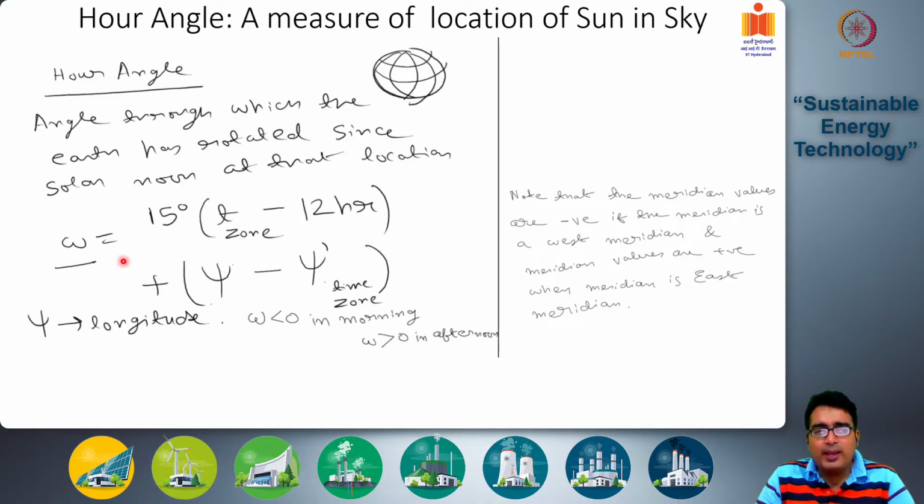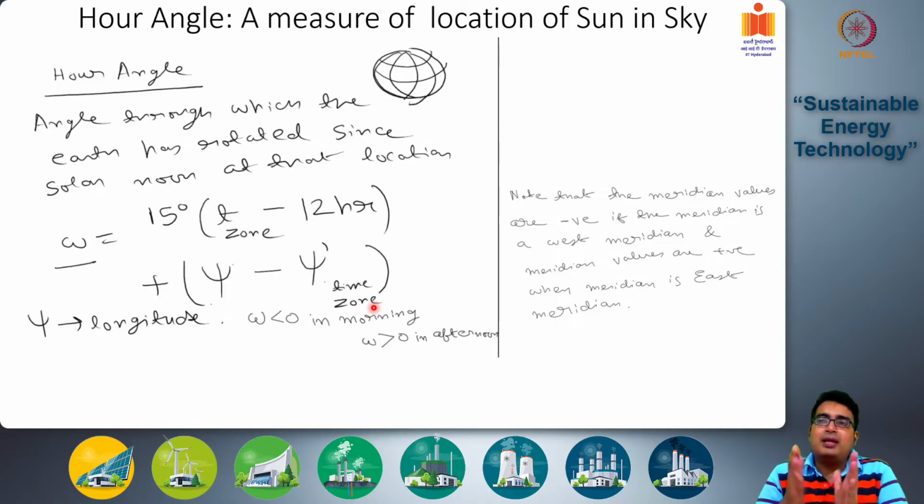And this value omega is given by 15 degrees times the local time, the time at that location, minus 12 hours, plus the difference between the longitude value of that location minus the longitude value of that time zone. Let us understand what this means.